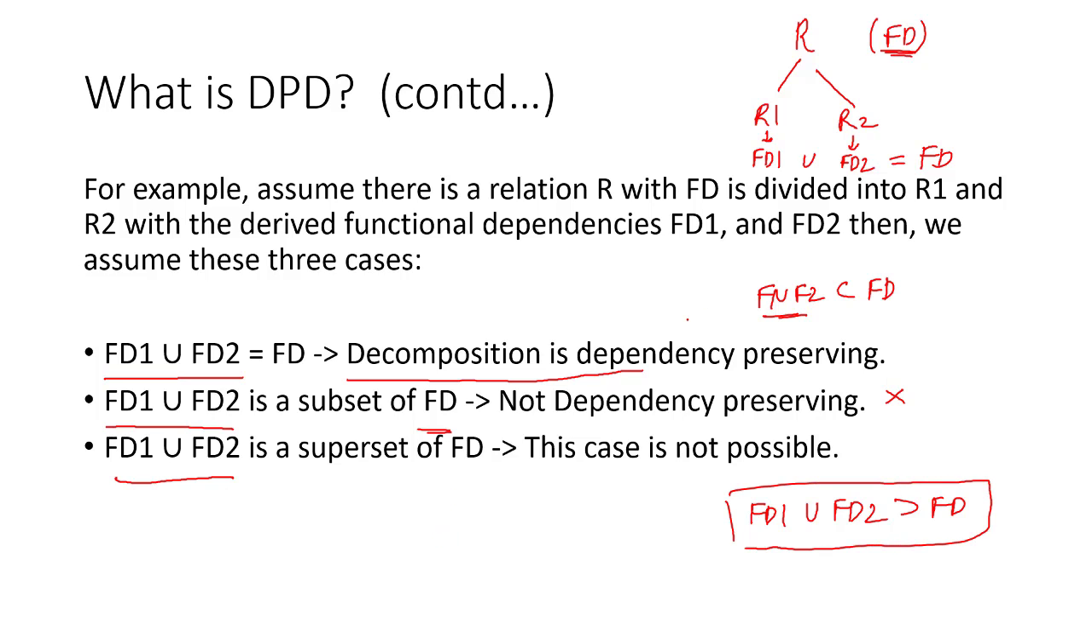Why? Because we are deriving these functional dependencies FD1 and FD2 from the functional dependency FD only. So this may not be the case. We will see with an example.